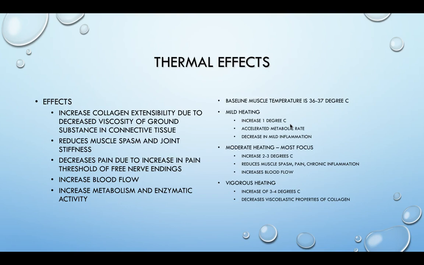Tendons will heat faster than muscle, again, because they don't have the blood flow, and so the body isn't naturally trying to remove that heat. But some of the effects that we're going to see is increase in collagen extensibility due to decreasing the viscosity of what we call the ground substance, or kind of the matrix of the connective tissue. So they're going to become more stretchy and loose and kind of fluid.